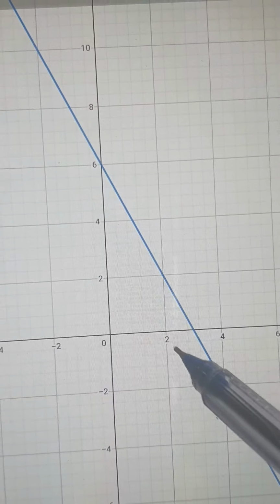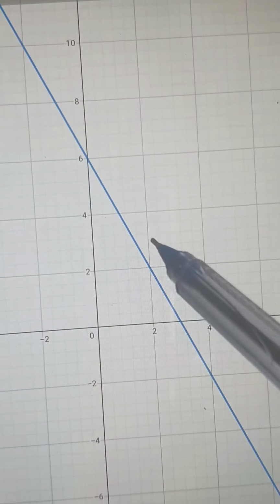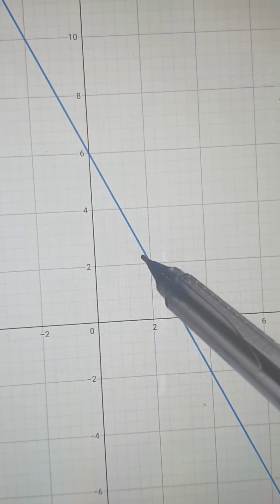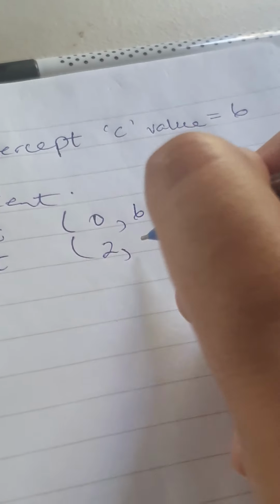It lines up in the x-axis with 2, right? With the y-axis it also lines up with 2. So this point here is called (2, 2). So I'm going to write that down. All right, so we have our 2 points. First point is (0, 6). Second point is (2, 2).